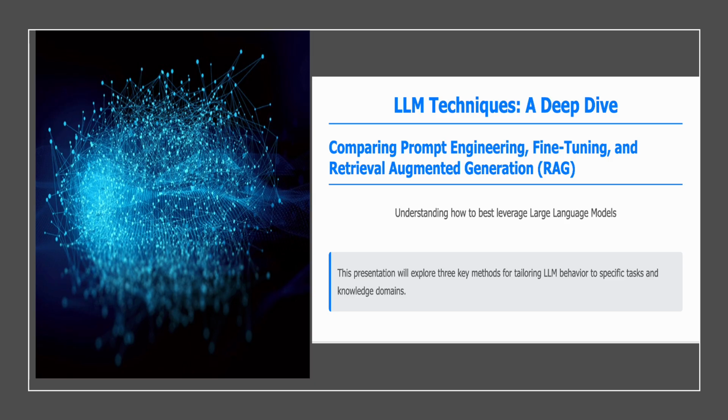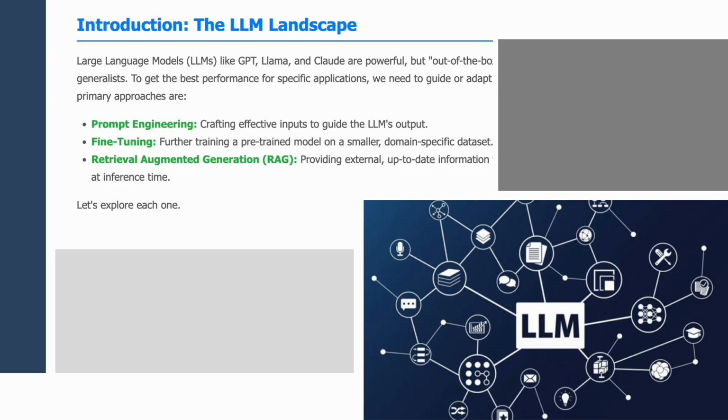Introduction. Our focus today is on understanding these different approaches: prompt engineering, fine-tuning, and retrieval augmented generation. We'll look at how they work, their pros and cons, and when you might choose one over the others. The goal is to equip you with the knowledge to better leverage LLMs for your own projects. This presentation will explore these 3 key methods for tailoring LLM behavior to specific tasks and knowledge domains, ultimately helping us build more effective AI solutions.